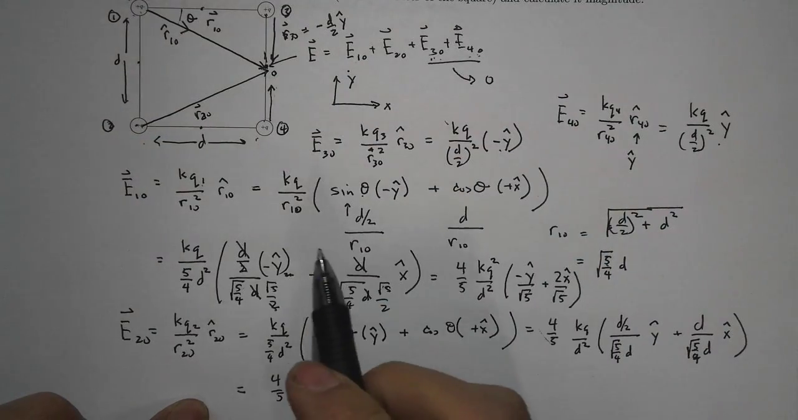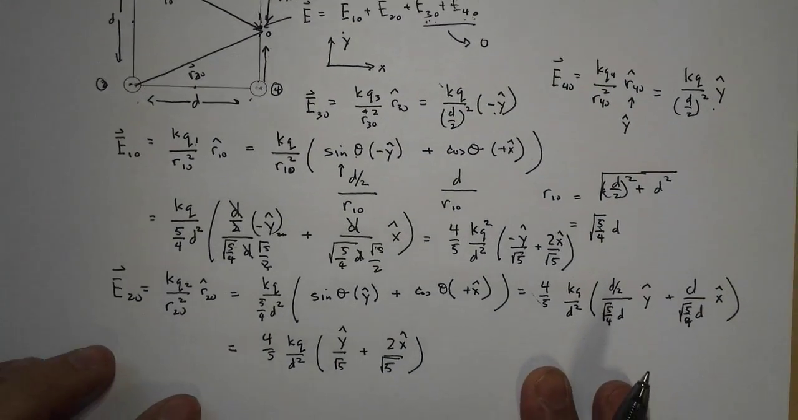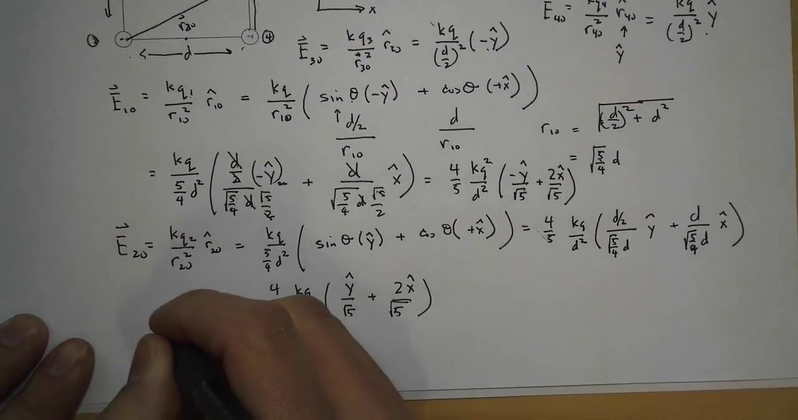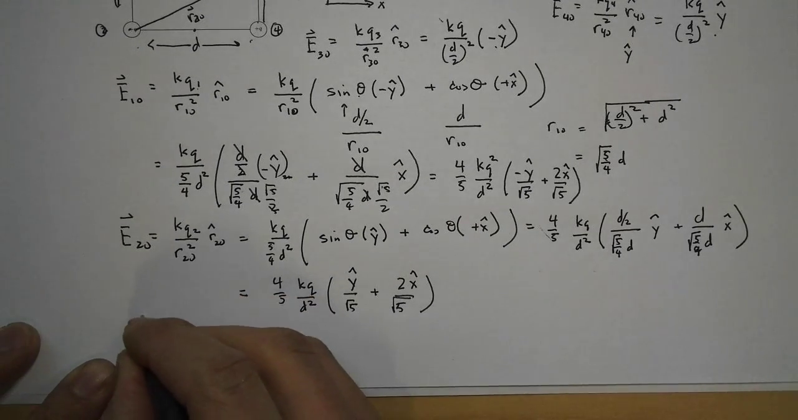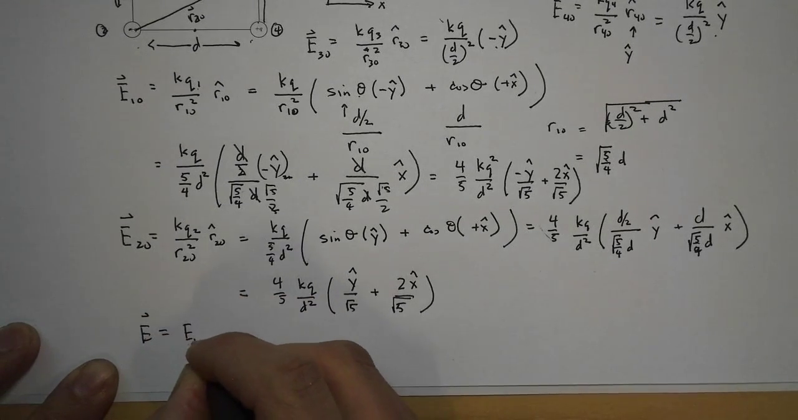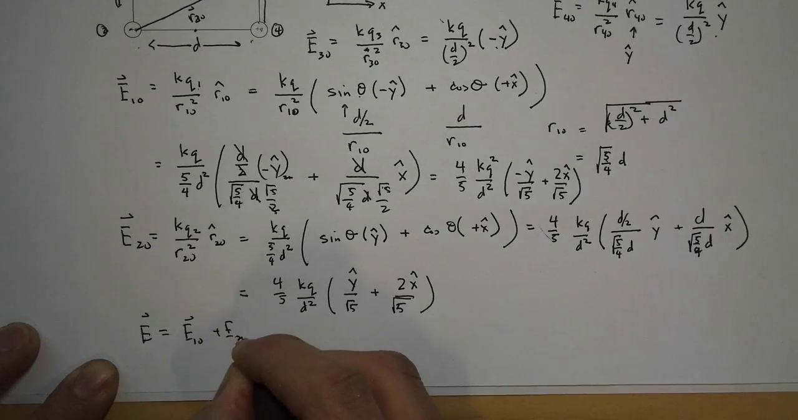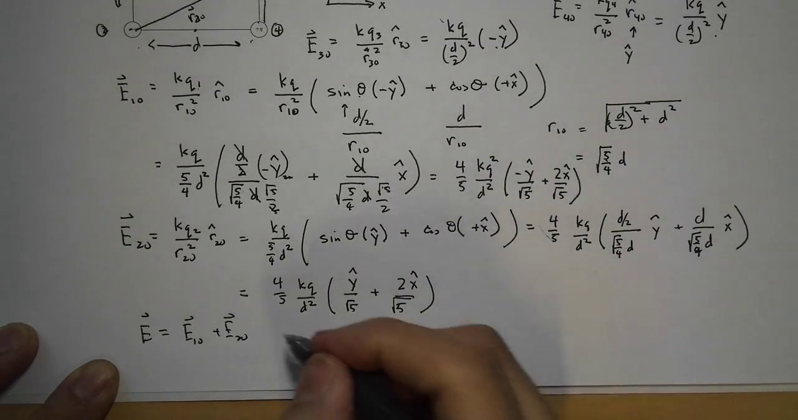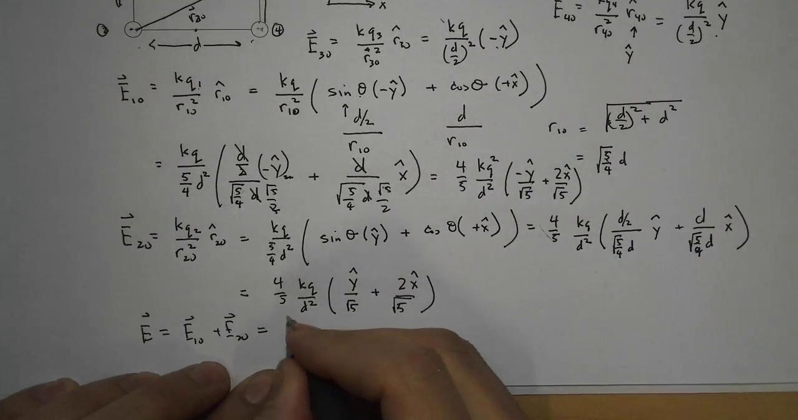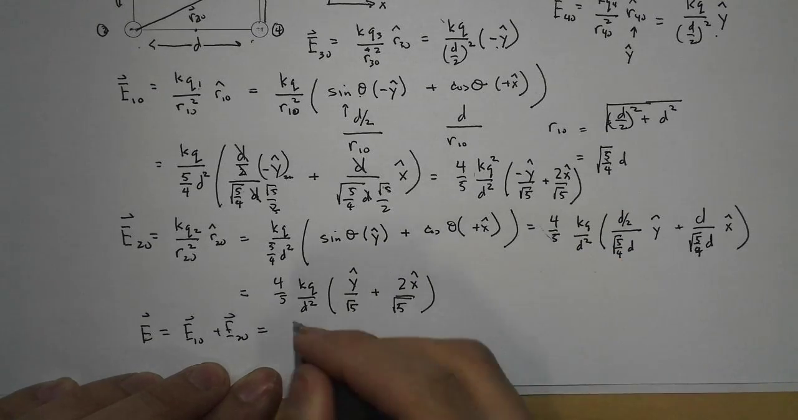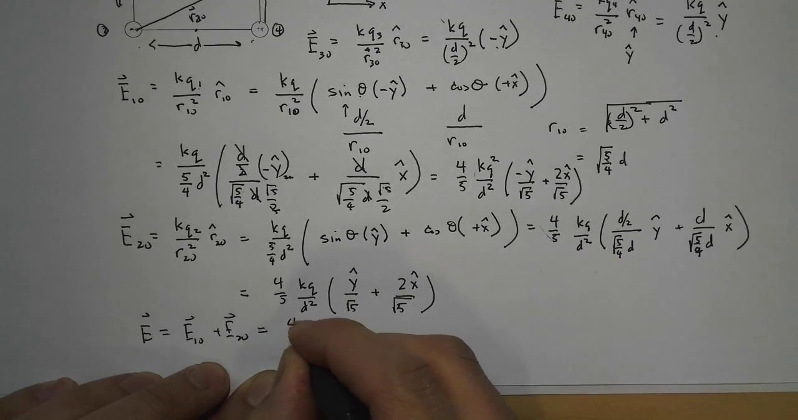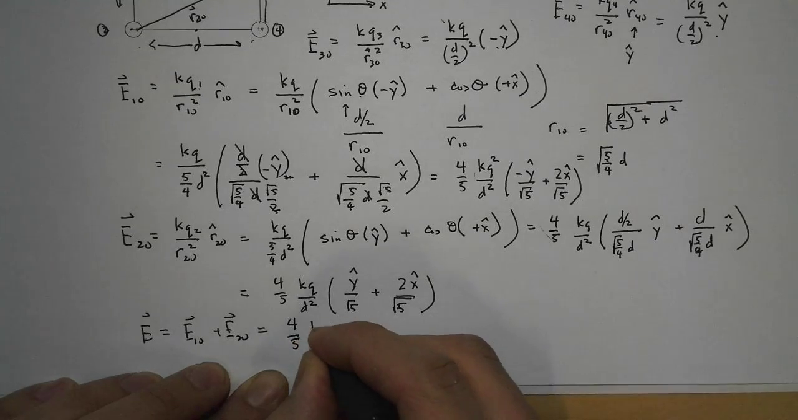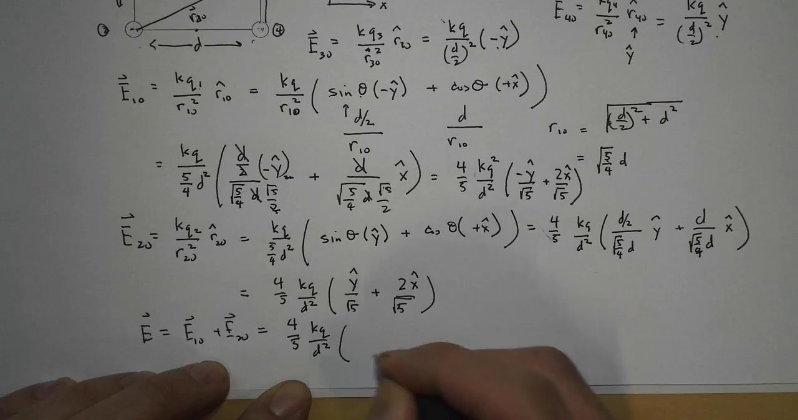Now we knew from earlier that the electric fields from 3 and 4 will cancel each other, so we are just left with adding up the electric fields from 1 and 2. The electric field is going to be E10 plus E20, because the fields from 4 and 3 add up to 0, so we don't have to account for them. Let's lump everything together: 4/5 kq over d squared is the common factor in front of everything.